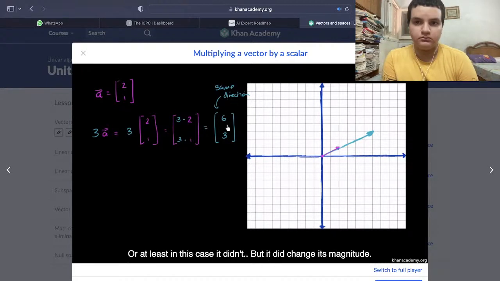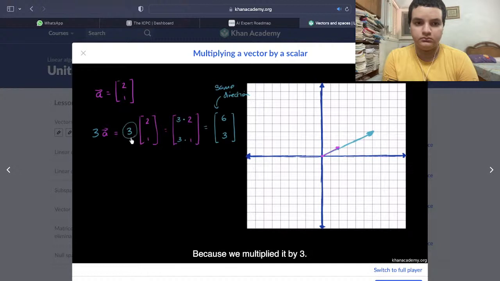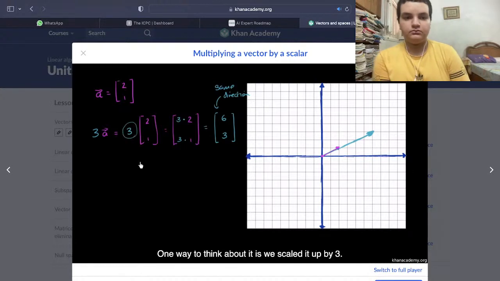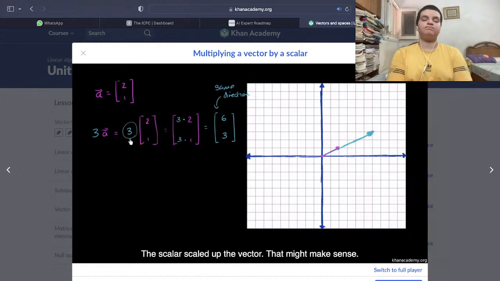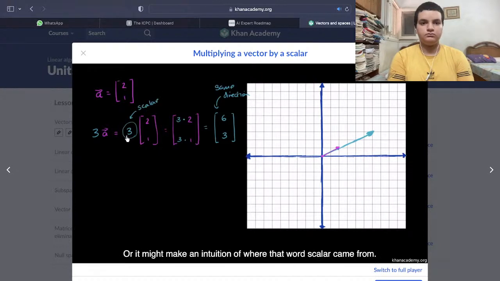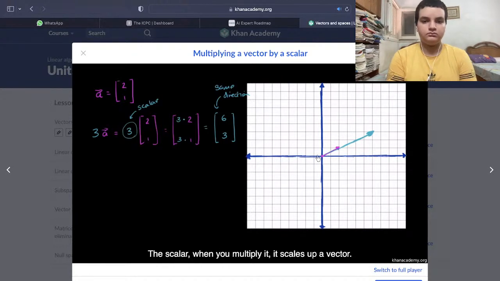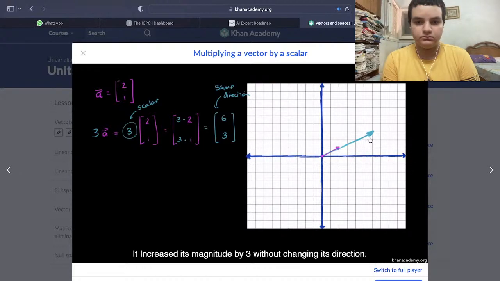But it did change its magnitude. Its magnitude is now 3 times longer, which makes sense because we multiplied it by 3. One way to think about it is we scaled it up by 3. The scalar scaled up the vector. That might make sense, or it might give an intuition of where that word scalar came from. The scalar, when you multiply it, scales up a vector. It increased its magnitude by 3 without changing its direction.